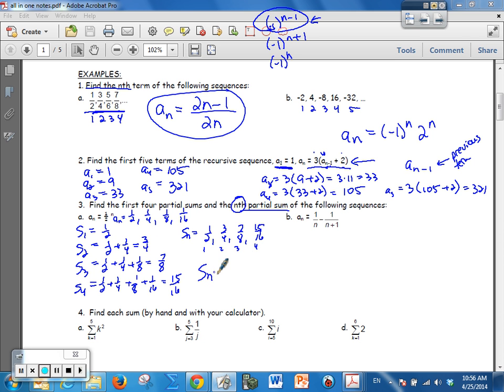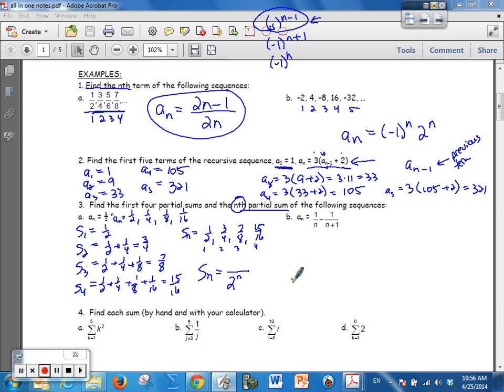So S sub n equals, let's come up with the pattern. When I put a 1 in, I want to get a 2. When I put a 2 in, I want to get a 4. When I put a 3 in, I want to get an 8. What is that saying to us? 2 to the n, isn't it? 2 to the n is on the bottom.